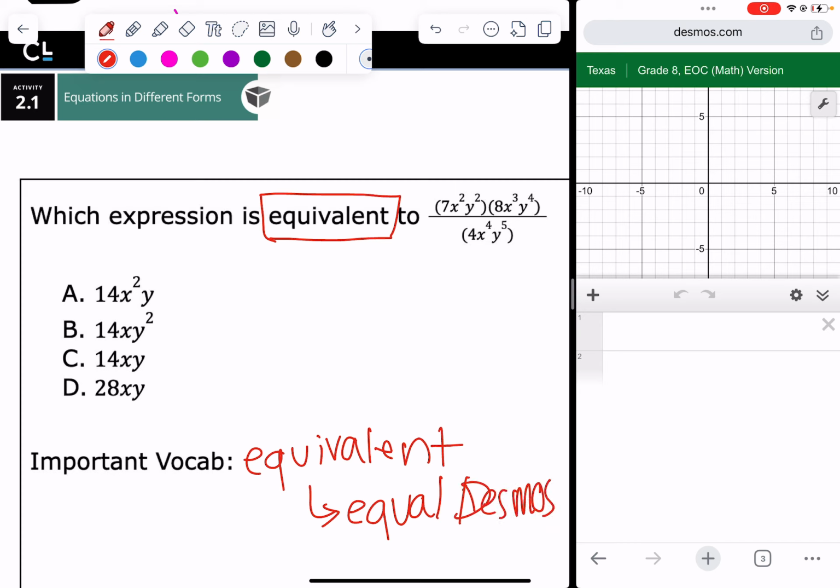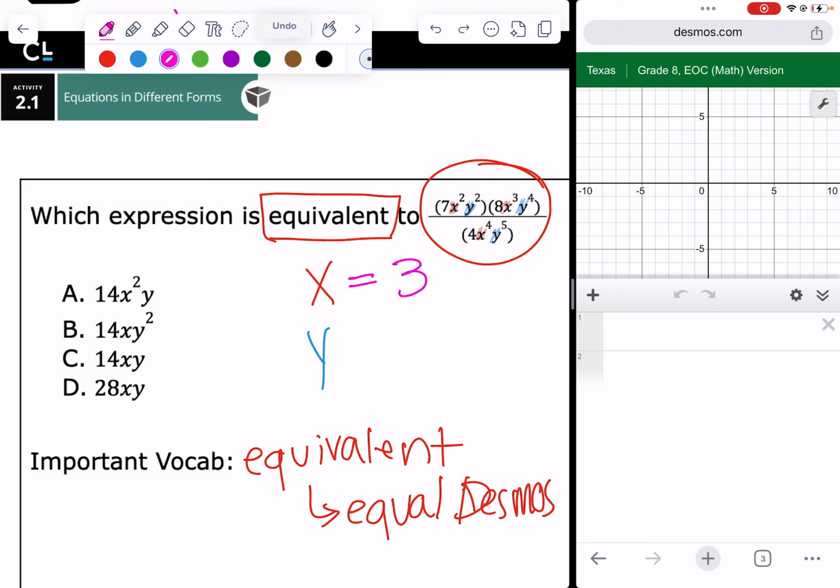Okay, so when I look at this right here, I know I have an x. So I have x. You have the letter X right here, right here, right here. And I know I have the letter Y. So I have X and Y. When I do these types of questions, when I put them in DESMOS, I need to equal a number. So X equals, and we're always going to start with 3. Okay, always. For all these questions, always start with 3.